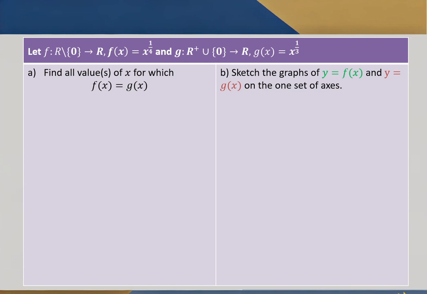Okay, so we've got here that f is described by our domain is real numbers except for 0. For all real numbers, f of x is equal to x to the power of 1/4. And g has the domain of all positive real numbers union 0, so including 0. For all real numbers, g of x is equal to x to the power of 1/3. Okay, so again, we're going to find the values that are overlapping. So straight away, we're going to make them equal each other.